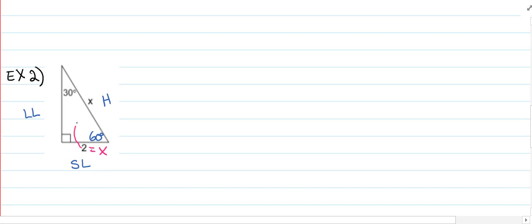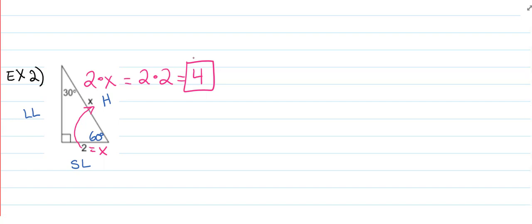I know that my hypotenuse is always 2 times the short leg. So if my short leg is 2, my hypotenuse is going to be 2 times 2, so my hypotenuse is 4. The hypotenuse is always double the length of the short leg in a 30-60-90 triangle.